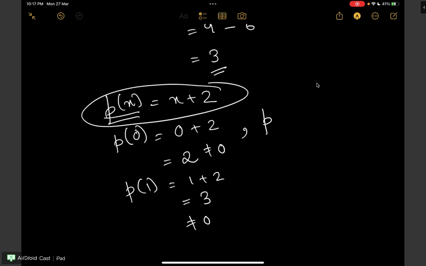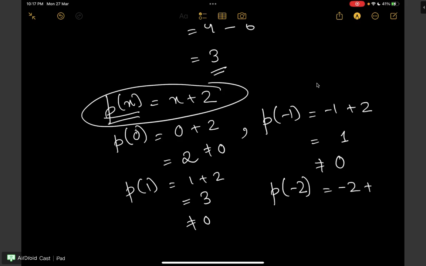But if I put here minus 1, what will I get? Minus 1 plus 2. It is how much? It is 1. Is it 0? No. This is also not 0. Now, if I put minus 2, what will I get? Minus 2 plus 2 equals 0. So, is it 0? Yes.